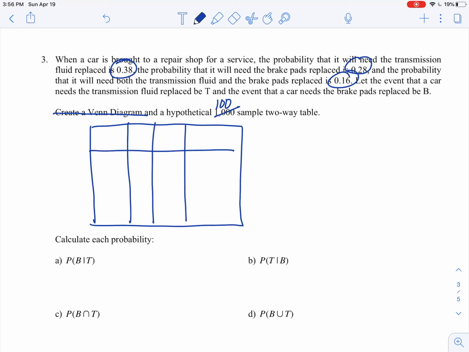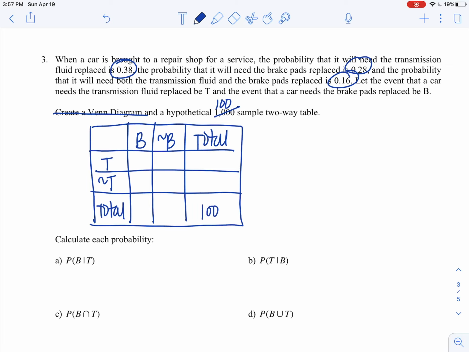So when I set this up, I'm doing 3 rows down, 3 rows across. Okay, so I'm going to have the totals on the far right and in the bottom. I'm going to have B and not B, T and not T. And again, it honestly does not matter where you put your B's and your T's. You could reverse them if you want. We're talking about a theoretical 100 people.